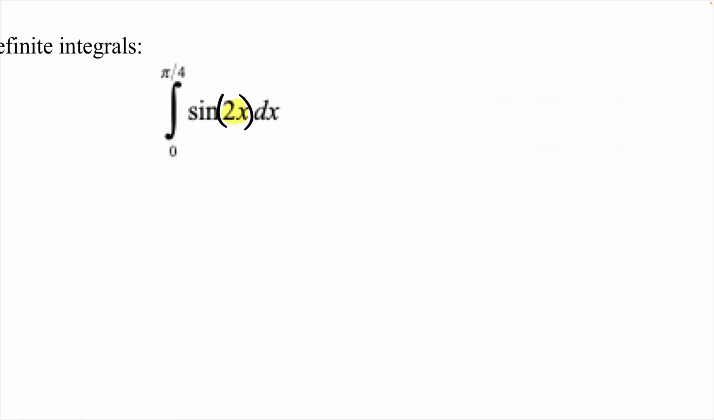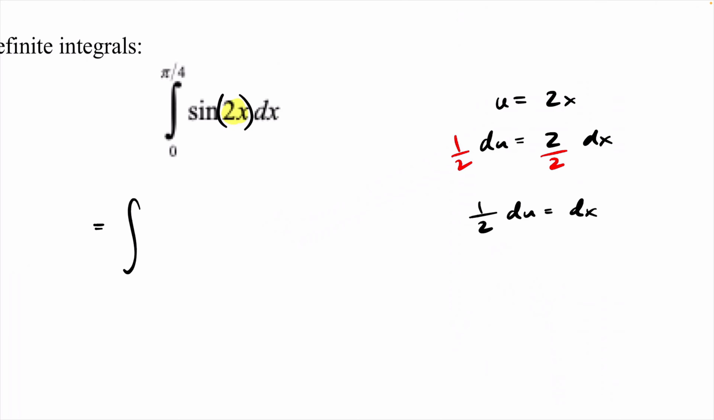That's the hardest part about this problem. Once you get there, everything else just flows. Divide by 2, divide by 2. I get 1 over 2 du equals dx. Move everything back in. Instead of sine of 2x, it's sine of u. And then move in dx, which is 1/2 du. Move the 1/2 to the front.